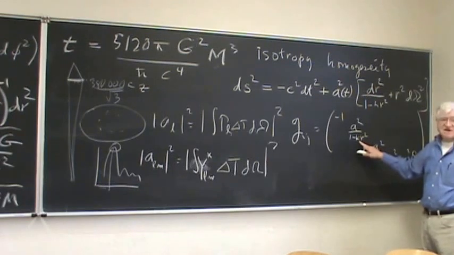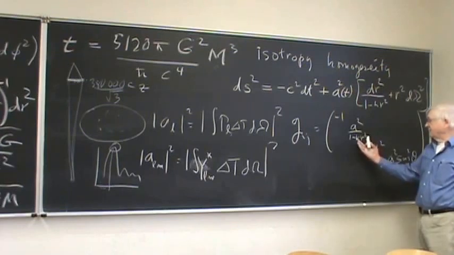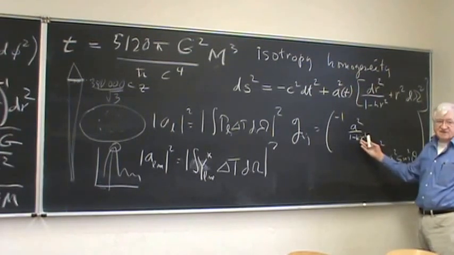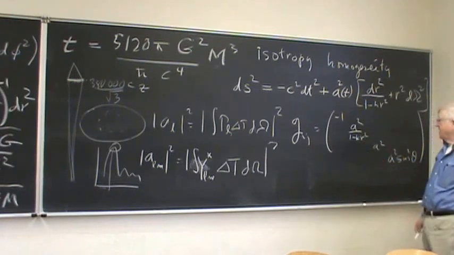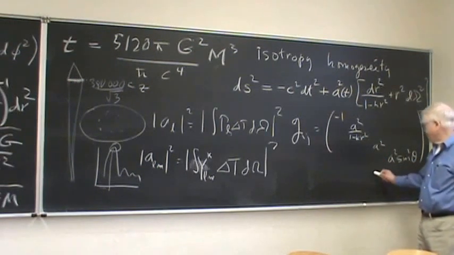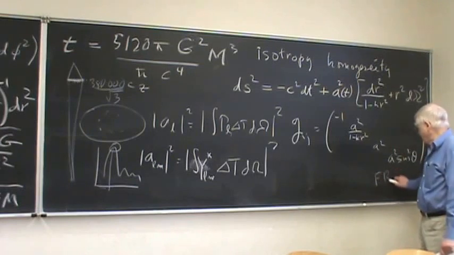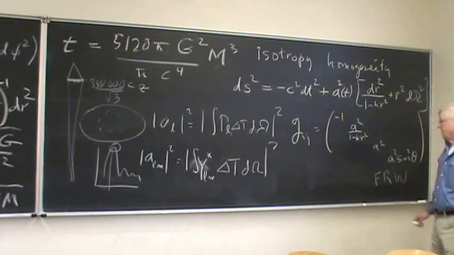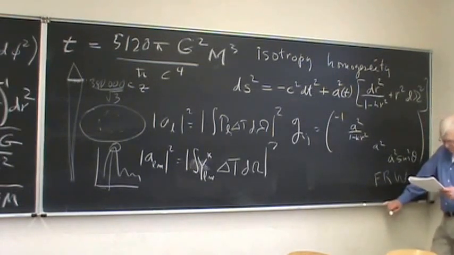So if it's 0, it stays 0 no matter what we do. It's going around the coordinates. But if k is positive, we can shrink it to 1 or expand it to 1. If k is minus 1, we can do the same thing. And so this is called the Friedmann-Robertson-Walker metric, or the Robertson-Walker metric. Someone, Friedmann, gets left out. I don't know why.